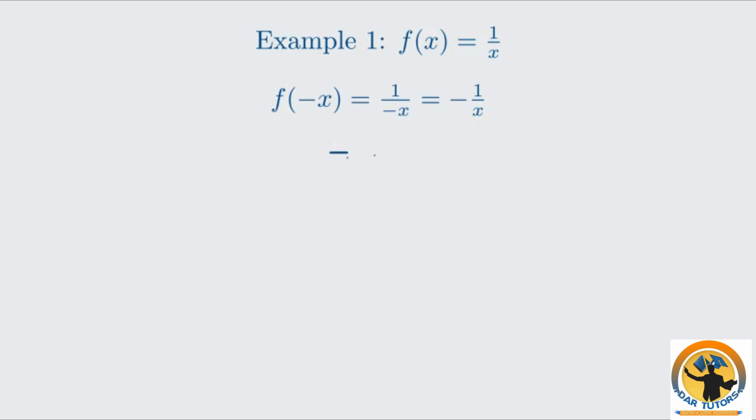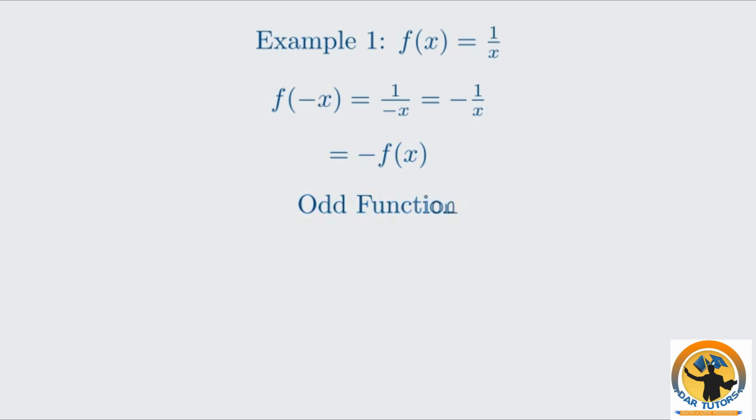Let's work through a few more examples to solidify this concept. First, let's determine if f(x) = 1 over x is even, odd, or neither. We start by finding f(-x). This is 1 over -x, which is the same as -1 over x. Notice that -1 over x is the negative of our original function, f(x). So f(-x) = -f(x).